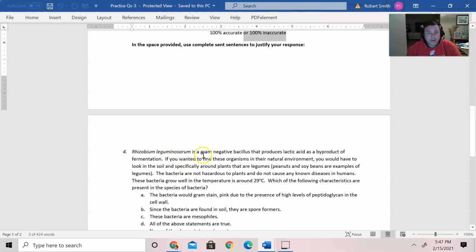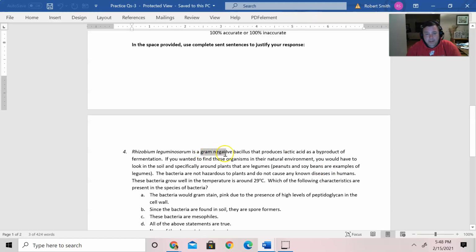Rhizobium leguminosarum is a gram-negative bacillus that produces lactic acid as a byproduct of fermentation. If you wanted to find these organisms in their natural environment, you would have to look in the soil, and specifically around plants that are legumes. Peanuts and soybeans are examples of legumes. The bacteria are not hazardous to plants and do not cause any known diseases in humans. These bacteria grow well in a temperature around 29 degrees Celsius. Which of the following characteristics are present in this species of bacteria?